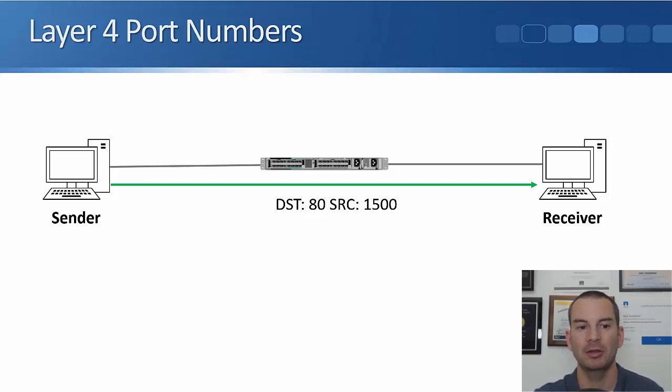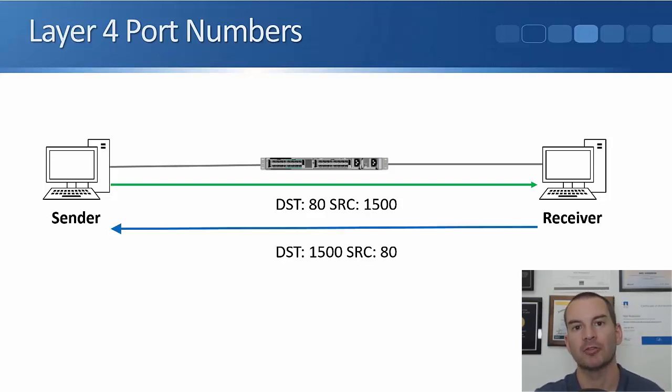So we've got a connection between the sender and the receiver. When the receiver sends traffic back, it will flip the source and destination port numbers around. So it will use port 80 as its source now, and the destination will be port number 1500. This is how stateful firewalls are able to keep track of connections as well.